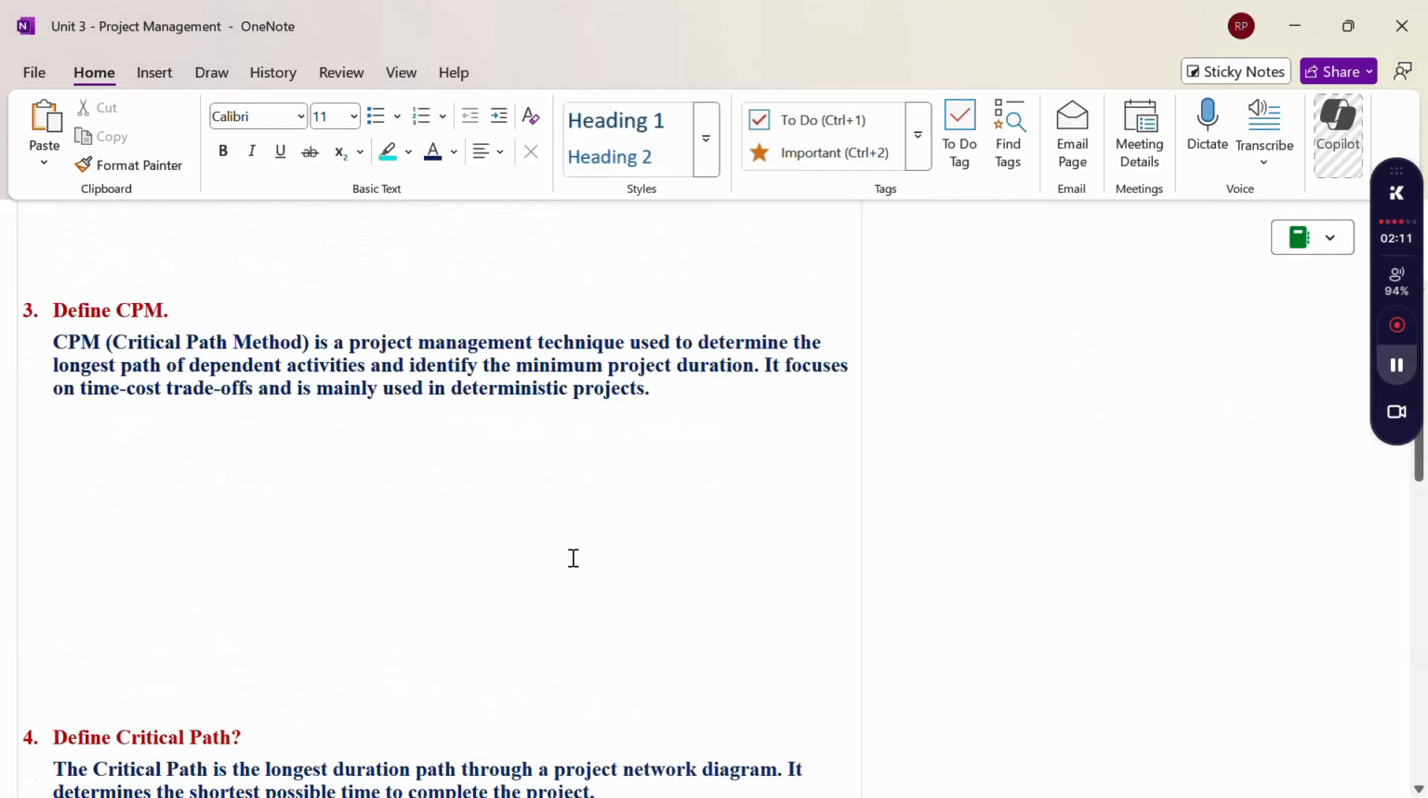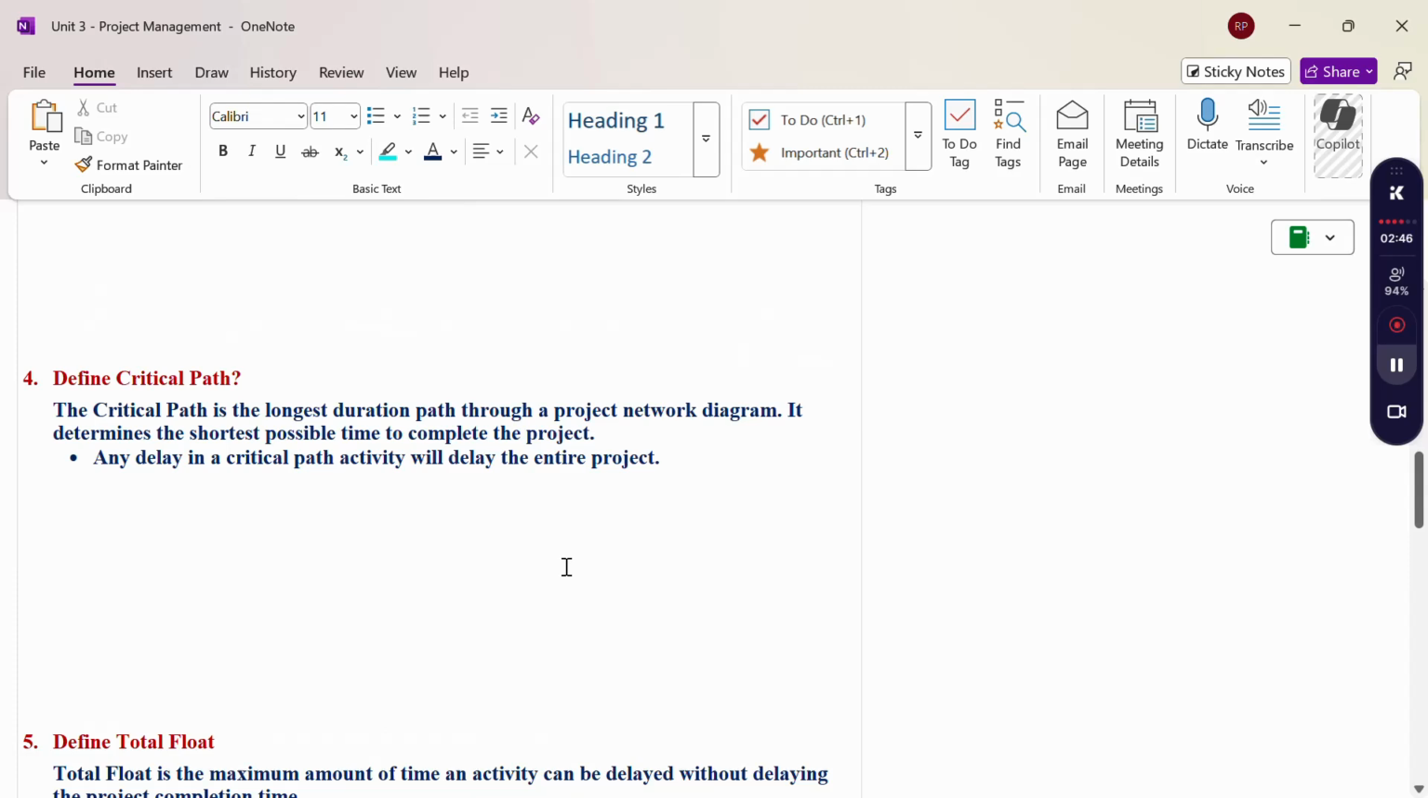So define CPM. CPM, or Critical Path Method, is a project management technique used to determine the longest path of dependent activities and identify the minimum project duration. It focuses on time-cost trade-off and is mainly used for deterministic projects. It mainly focuses on finding the shortest path. The critical path is nothing but the shortest time path to complete our project.